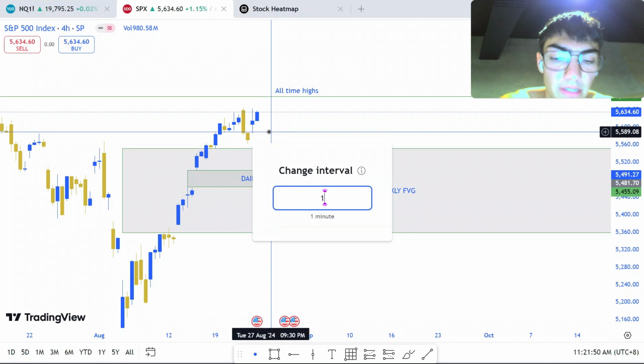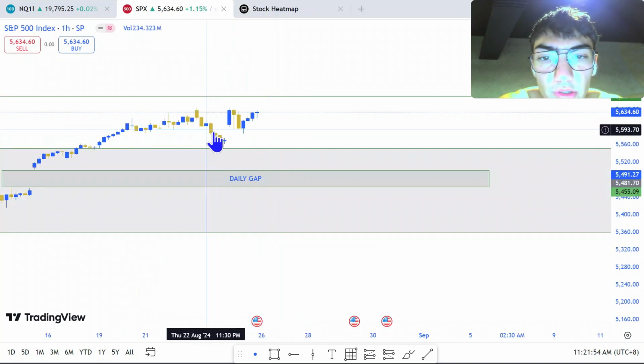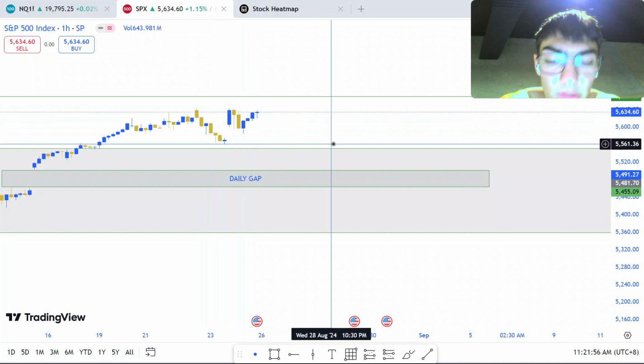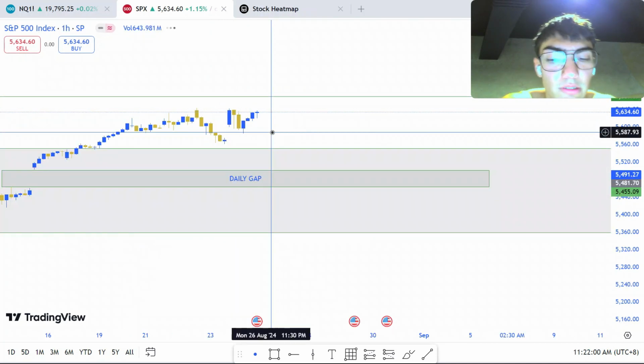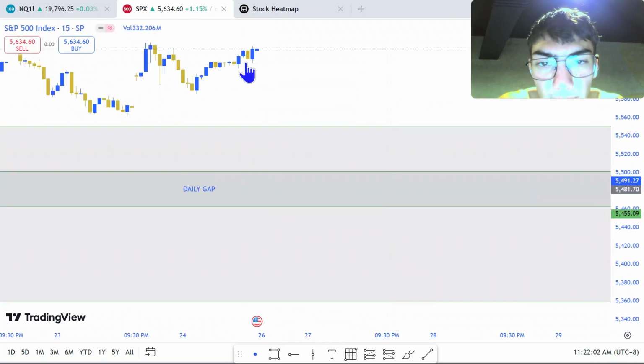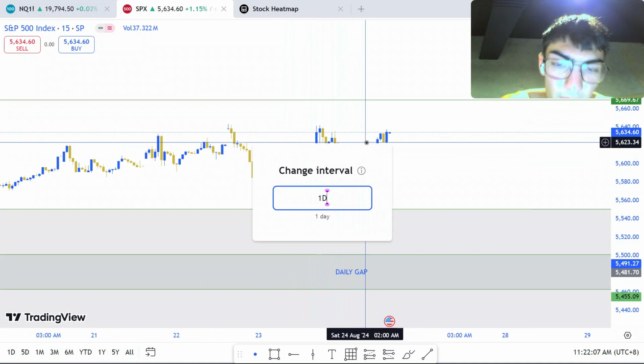On the 4 hour, I'm not seeing anything. On the 1 hour, it broke structure to the downside and has not broken structure to the upside. Let's go back to the 4 hour. The 4 hour broke structure to the downside, so it's all bearish. The 15-minute broke structure to the upside, but we don't really care about that.